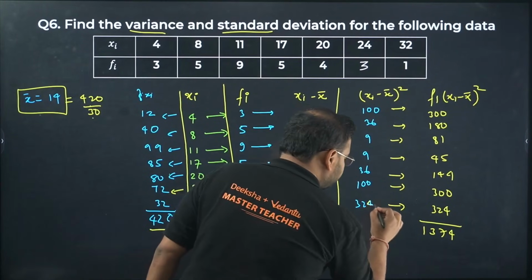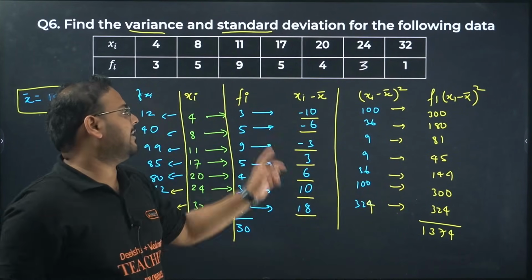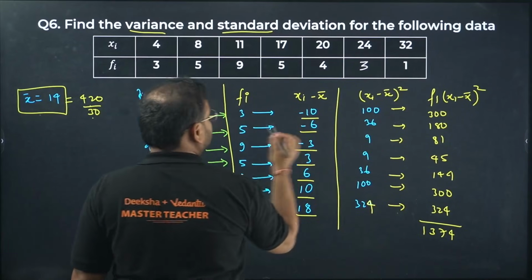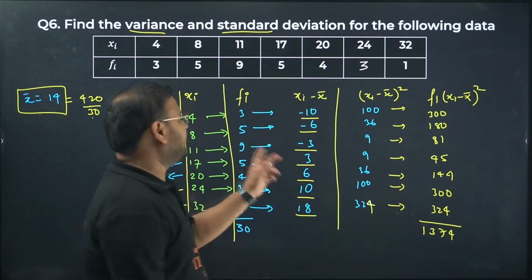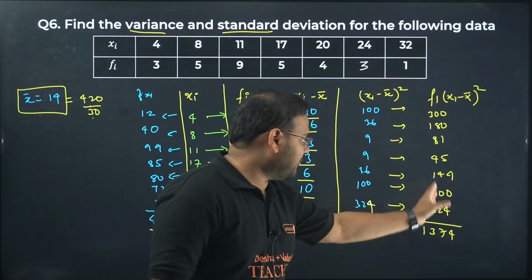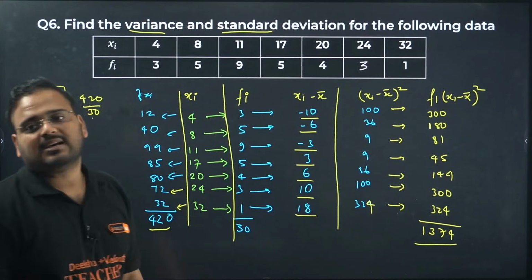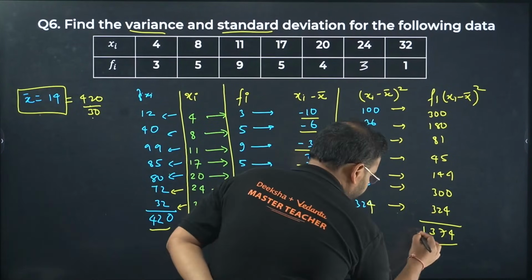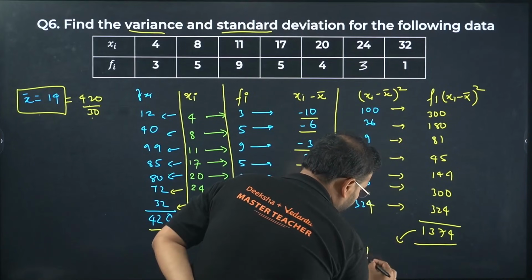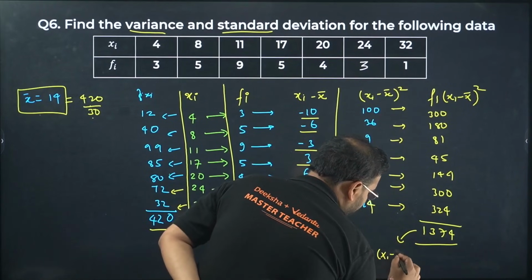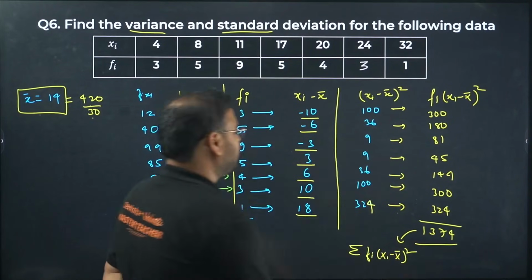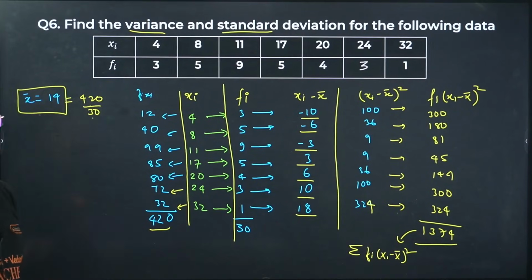324 over here. Take the product of these with fi. 36 into 5 is going to be 180. 9 9s are 81, and so on. 45, 144, 300, 324. The sum of this will be coming as 1374. What is that? Summation of fi (xi minus x bar) the square.